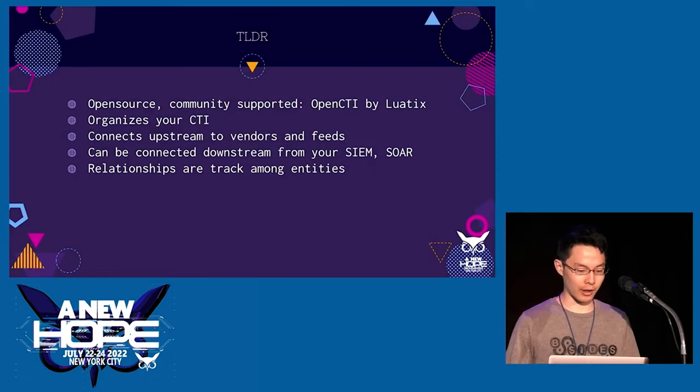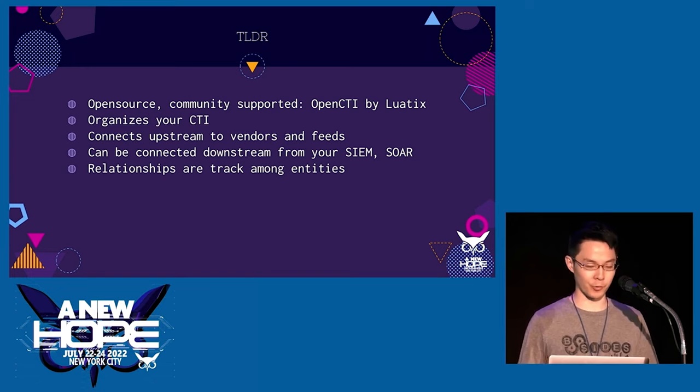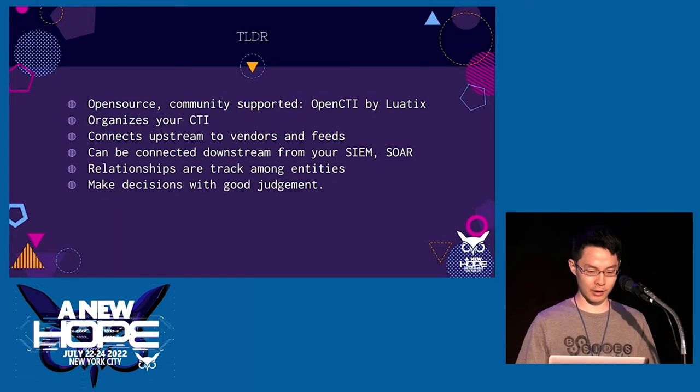And OpenCTI can be used to track relationships between entities. Has Quackbot targeted France? Has Quackbot targeted Canada? Has it targeted your IT organization or whatever, and things like that. And most importantly, OpenCTI is used to allow your CTI team and your InfoSec teams to make good decisions using good judgment.